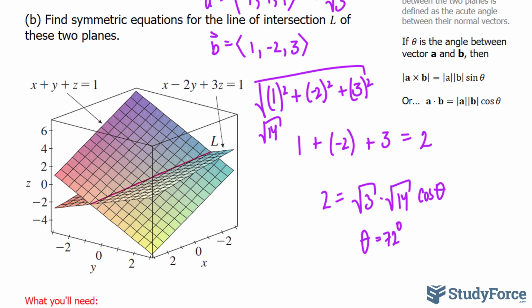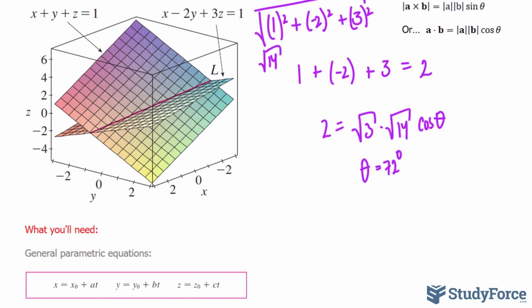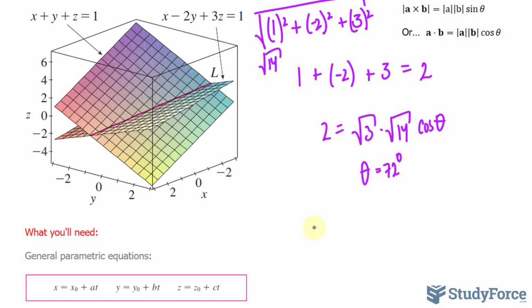To do that, we can set the z-coordinate of both of these equations equal to 0. And if I set z in both of these equations equal to 0, I'll end up with two equations that have only x and y. And then from there, I can actually solve for x and y as a system of equations. In case that's confusing to you, here's what I mean. So setting this equal to 0, I end up with x + y = 1. And setting this equal to 0, I have x - 2y = 1.